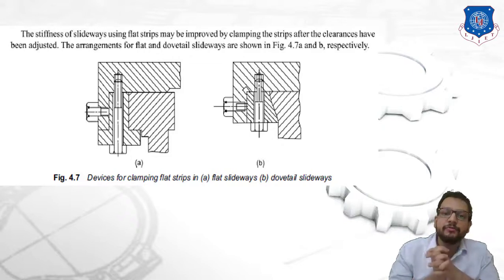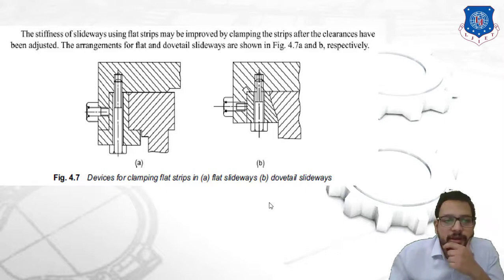The arrangement of a flat and dovetail slideway you can see in this diagram. Okay, so first diagram A is of a flat slideway, second one is of a dovetail slideway. Over here again we can say the stiffness of the slideway has been adjusted. Over here we can say stiffness has been improved by using flat strips, and by clamping the strips after clearance has been adjusted. So again a nut and bolt arrangement is used for tightening this arrangement between the mating surface. Similarly in the case of dovetail slideways.